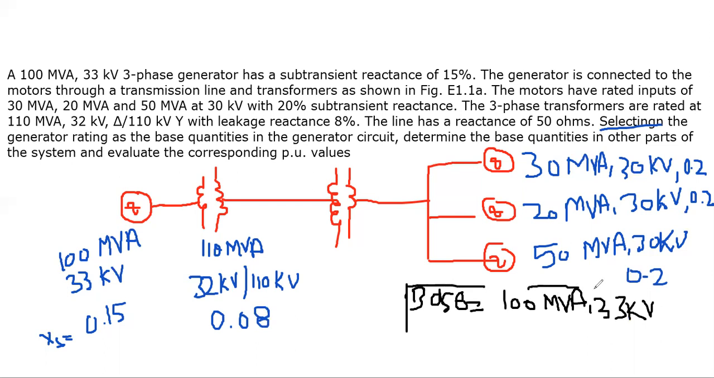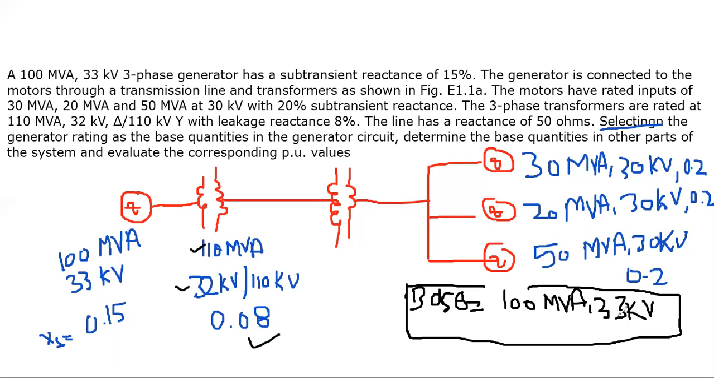So what we have to do is, whatever values are given on whatever bases, suppose this 0.08 is given on these values, right? So we have to change the value of this leakage reactance to this base. So this is important. That is what we are going to do. Suppose a 0.2 sub-transient reactance is given, on what base is it given? It is given on 30 MVA and 30 kV. We have to change that to 100 MVA and 33 kV.